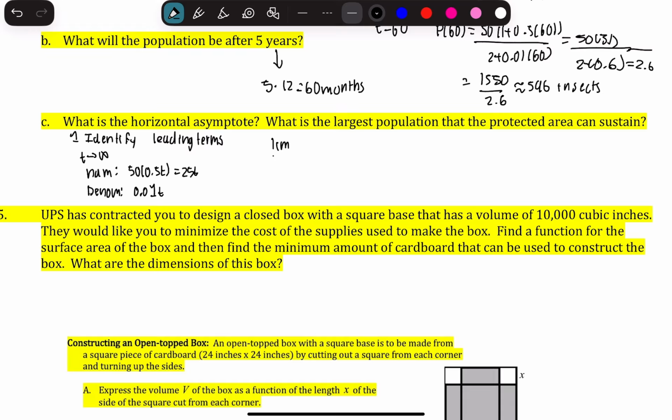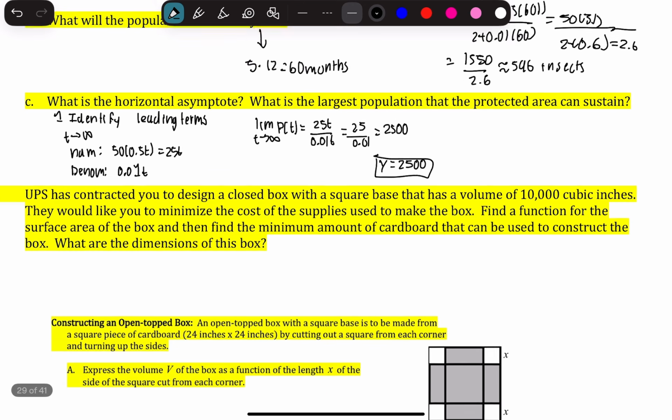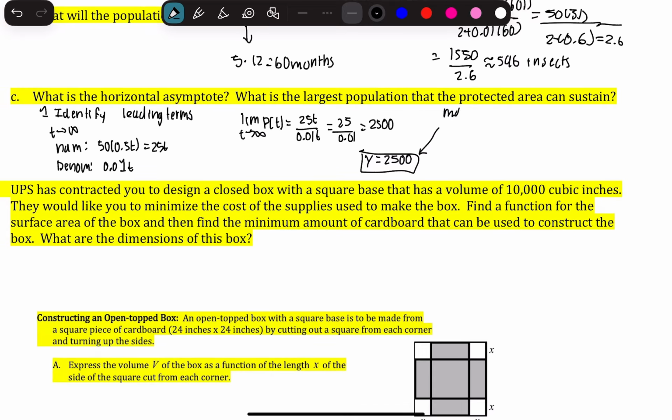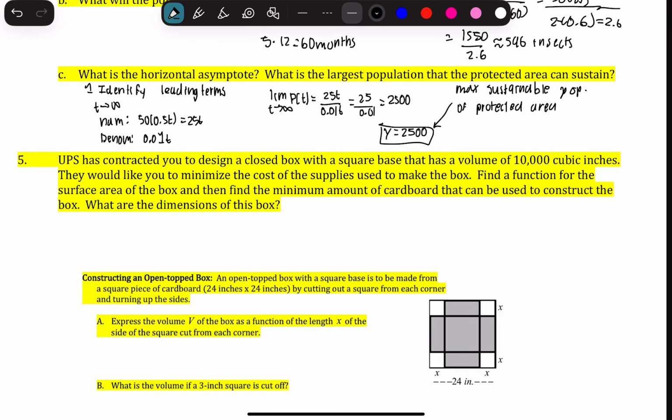So it's going to be the limit as t approaches infinity of P of t. That's going to equal 25 times t divided by 0.01 t, which is equal to 25 divided by 0.01, which is equal to 2,500. So the horizontal asymptote is going to be y is equal to 2,500. So this is the max sustainable population of the protected area. So now let's move on to our next question.